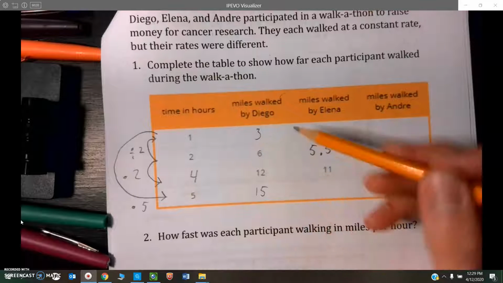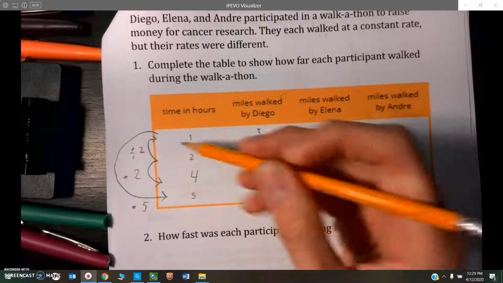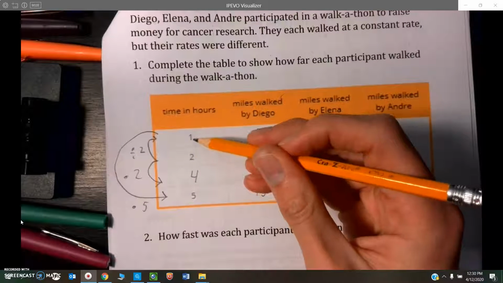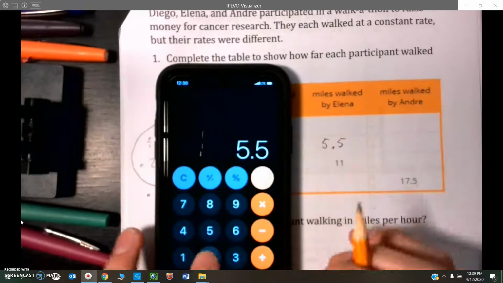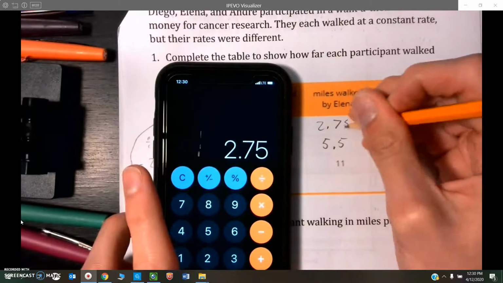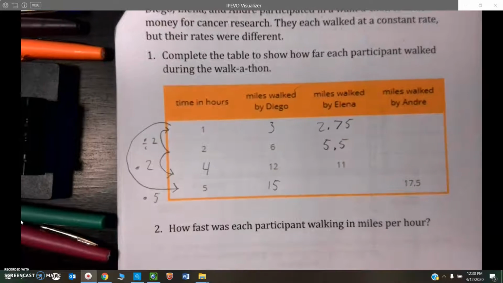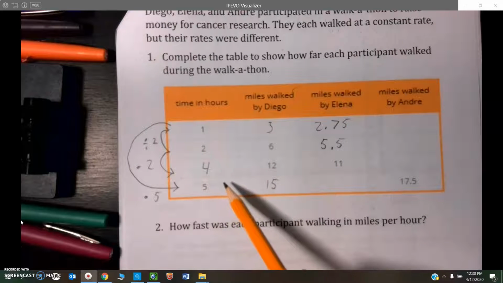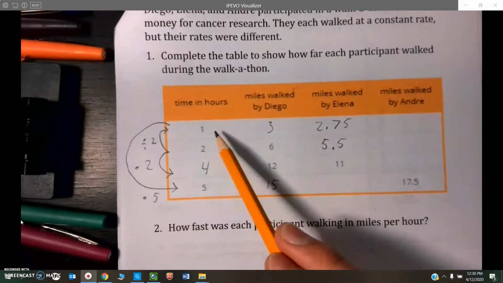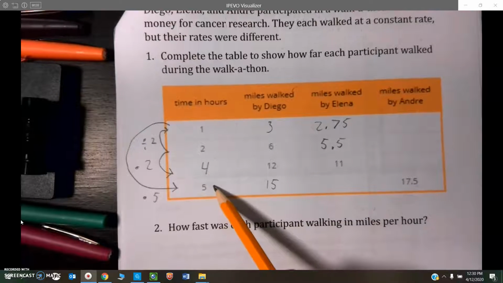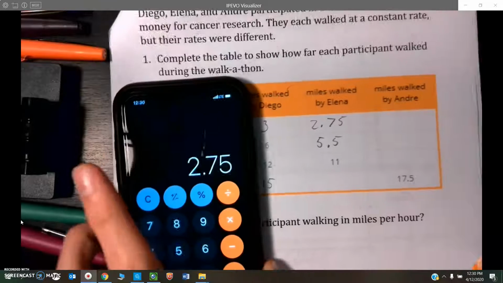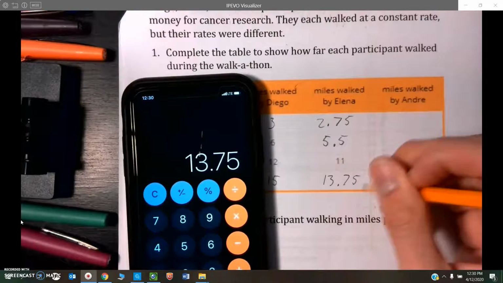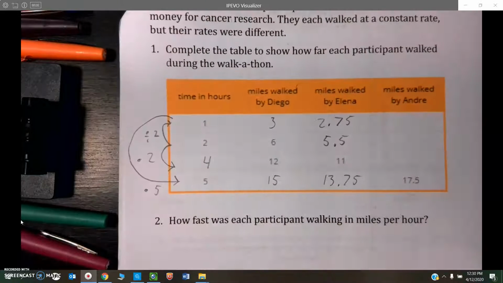And then once again, here, I know to get from the second row to the first row, I can see here that I'm cutting this 2 in half, or dividing 2 by 2 to get 1. So I'm going to have to divide this by 2 as well. Get 2 75/100 miles. Okay? And then I remember that to get from this row to the fifth row, I'm taking this initial time in hours, that 1 hour, and multiplying it by 5. So I have to multiply her speed in 1 hour by 5. And she walks 13 75/100 miles in 5 hours.